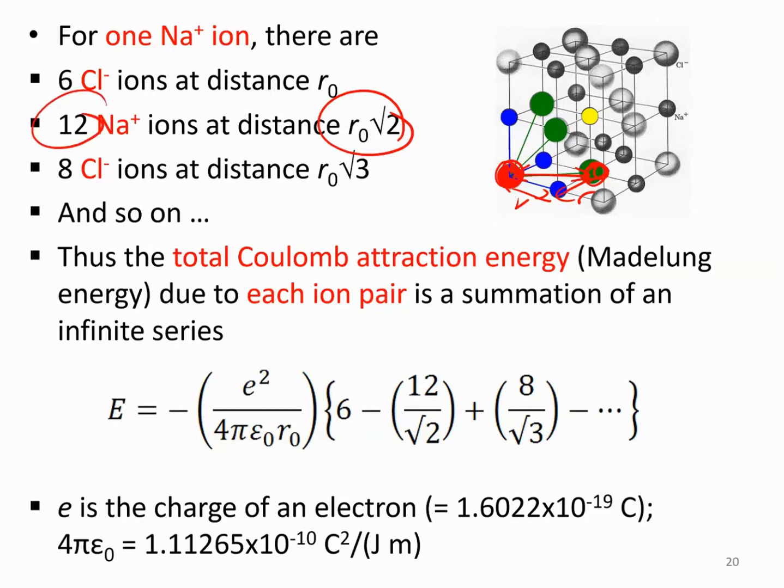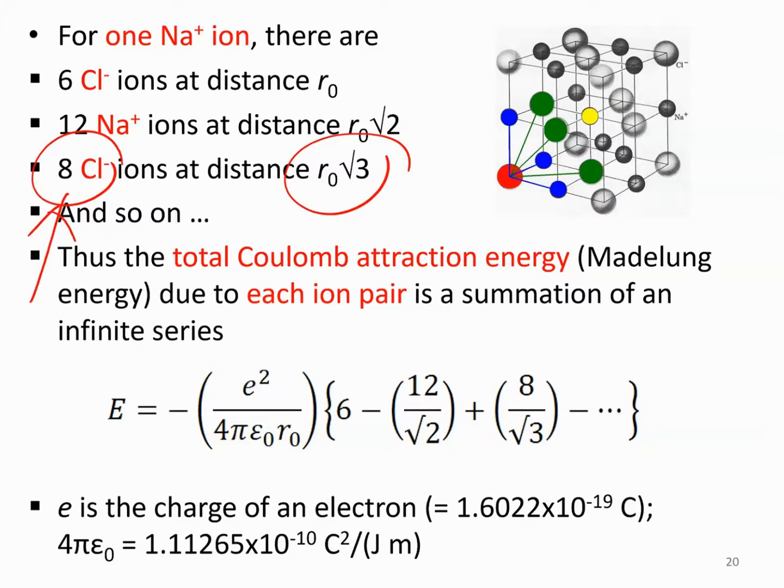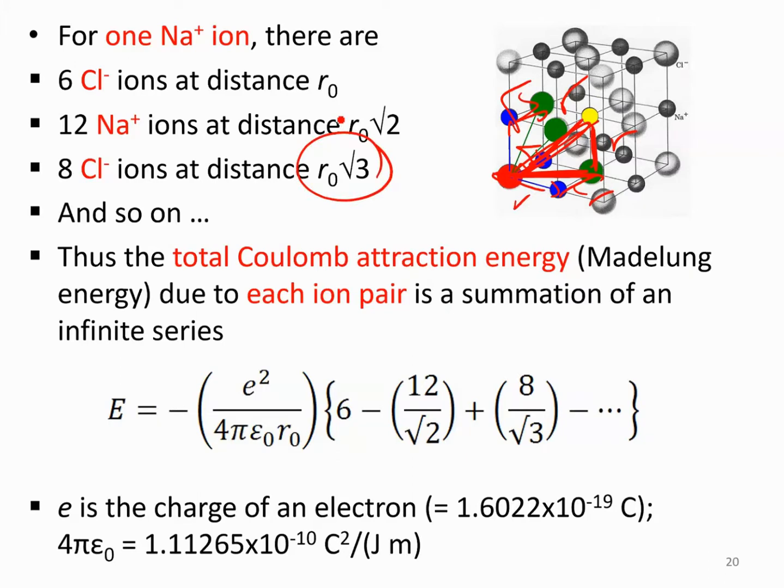And the third nearest neighbor is the yellow one. For the yellow one, the number is 8. If you don't know why the number is 8, then you can go back to chapter 2. I've explained in chapter 2 why the number is 8. And then the distance is square root of 3 r. Why the square root of 3 r? This is r, this is r, then this one is square root of 2 r. Then this is r. So here to here will be square root of 3 r. Remember? So the distance is square root of 3 r, and the number of the third nearest neighbors will be 8.